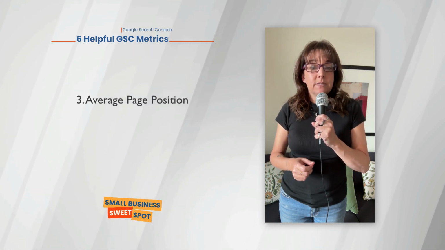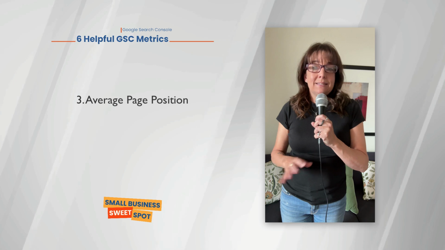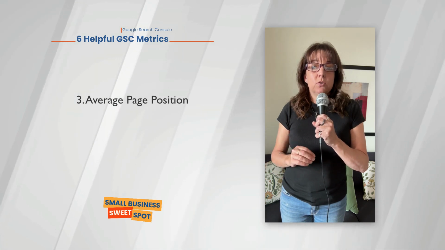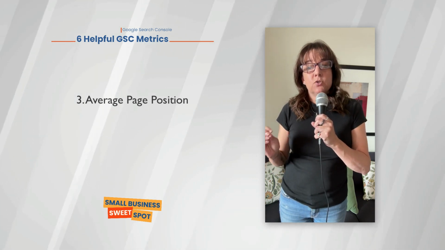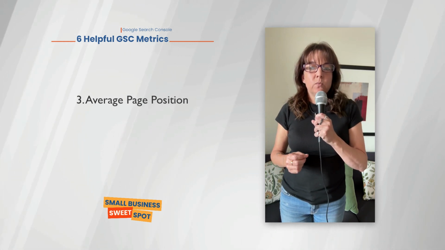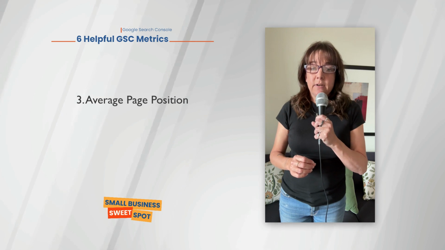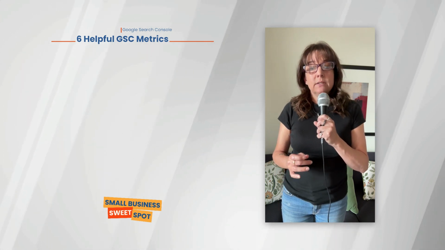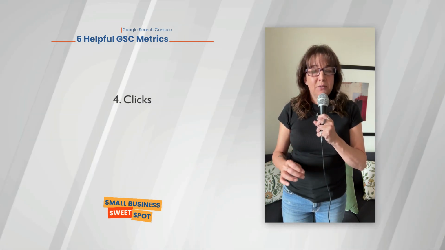3. Average page position. Organic search isn't static. A page ranking on page 1 or 2 of Google one day can drop to page 3 or 4 the next. GSC's average page position metric tells you roughly which page of Google you can expect to find your website pages.